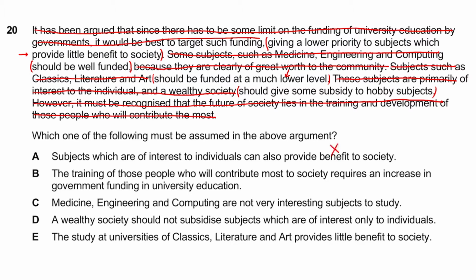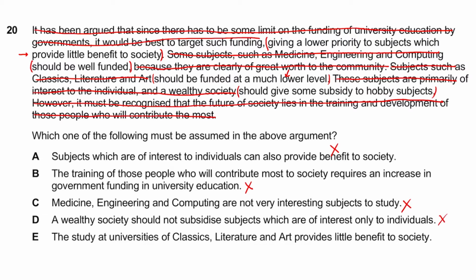The training of those people who contribute most to society requires an increase in government funding in university education. No, the whole argument is talking about how these other subjects, classic literature and art, should be defunded, if you like. He's not really talking much about the training of the other subjects, such as medicine, engineering, computing. So it's not going to be this one. Medicine, engineering, and computing are not very interesting subjects to study. Hopefully you guys can appreciate that's completely random. D, a wealthy society should not subsidize subjects which are of interest only to the individual. In fact, it actually says the opposite to that, so it definitely can't be this one.